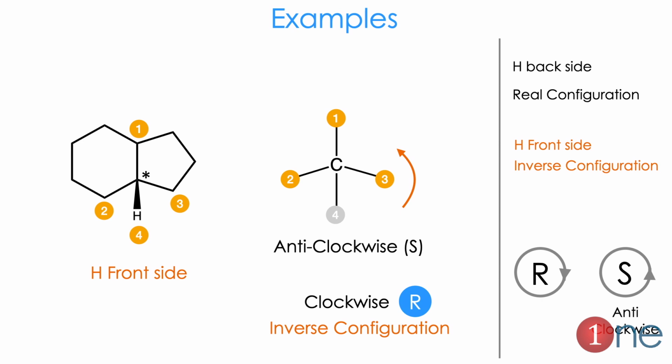The carbon is on front side again. The problem is again, so the real configuration will be reversed. So we rewrite as 1, 2, 3 which is in the anti-clockwise direction. Since hydrogen is on front side, it is an inverse configuration. So hydrogen is on front side, attachment and preference. So clockwise direction, R.